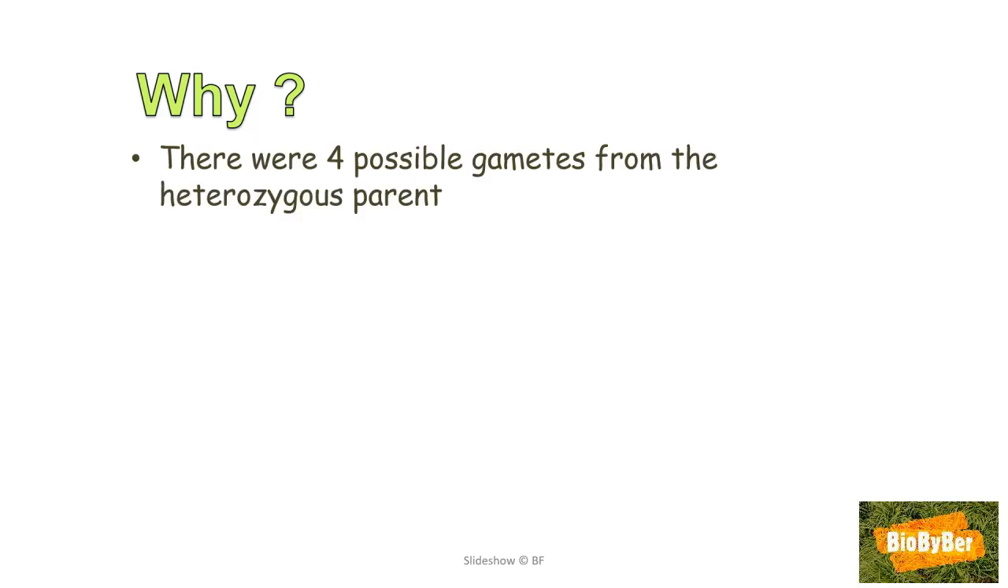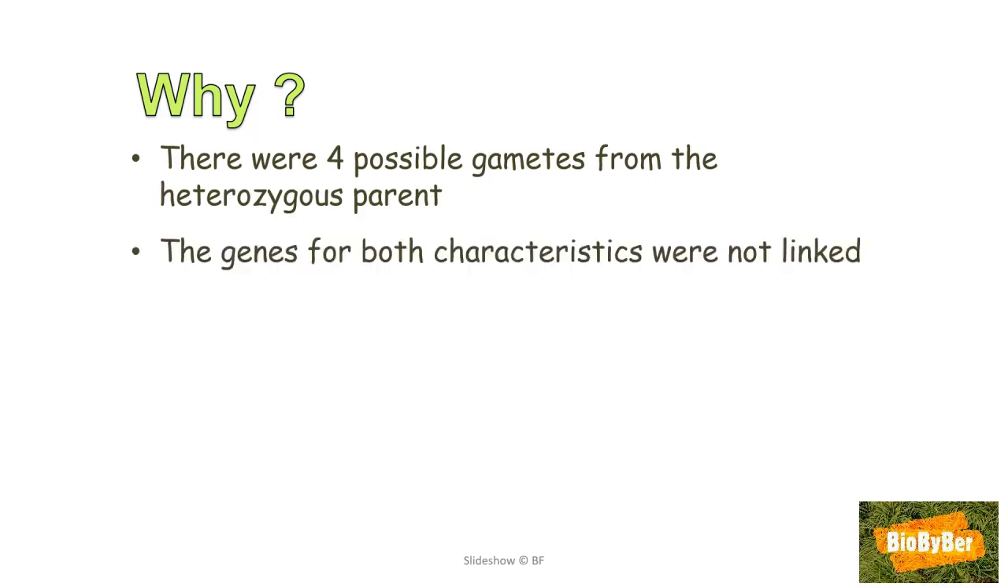Now, why is that the case? Well, the reasons are exactly the same as before. We get this ratio because there were 4 possible gametes from the heterozygous parent. We get the ratio because the genes for both characteristics are not linked. So the 2 alleles for tallness, big T and small t, are on 2 separate chromosomes, and the 2 alleles for yellow, big Y and small y, are on 2 separate chromosomes.